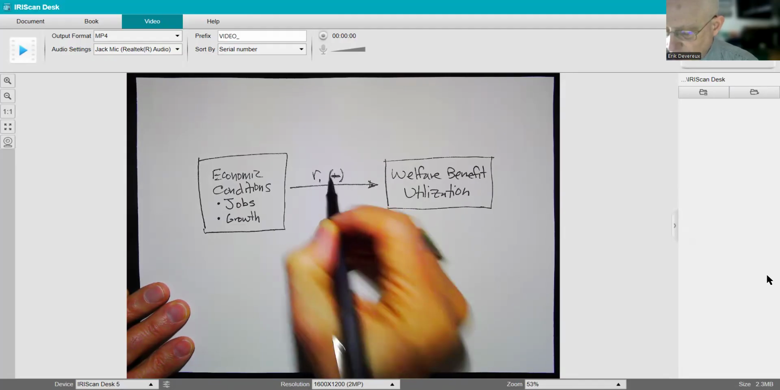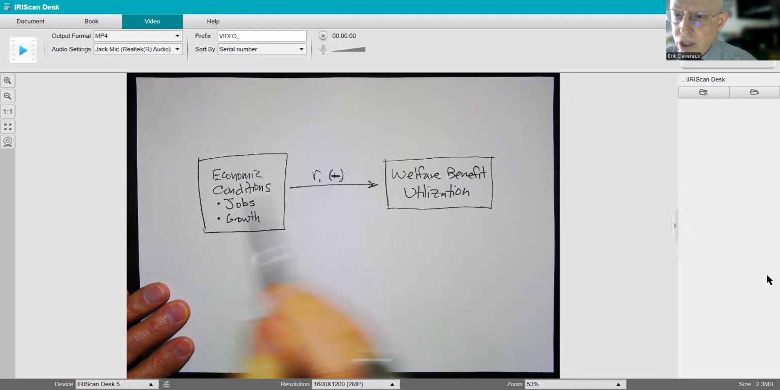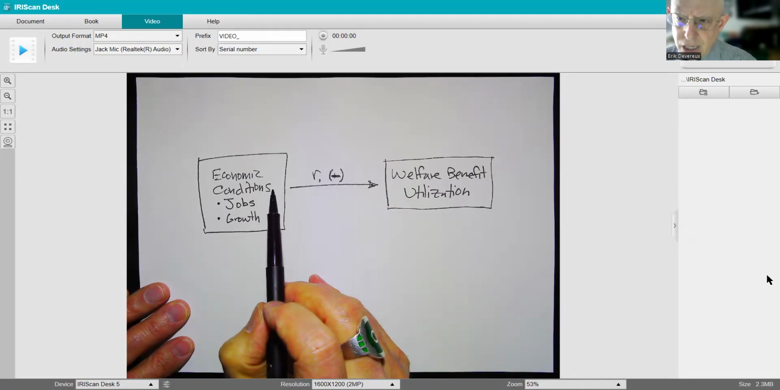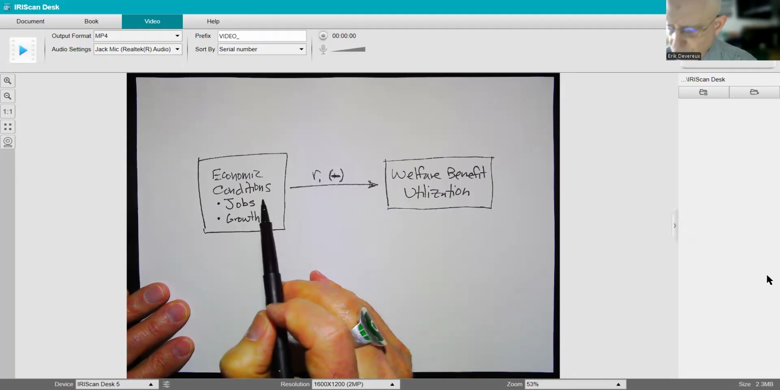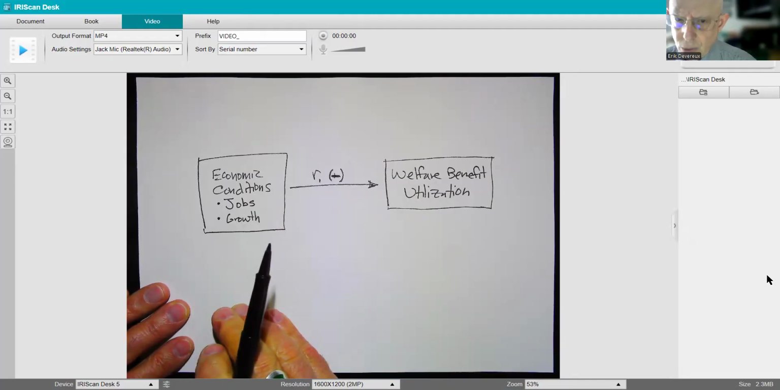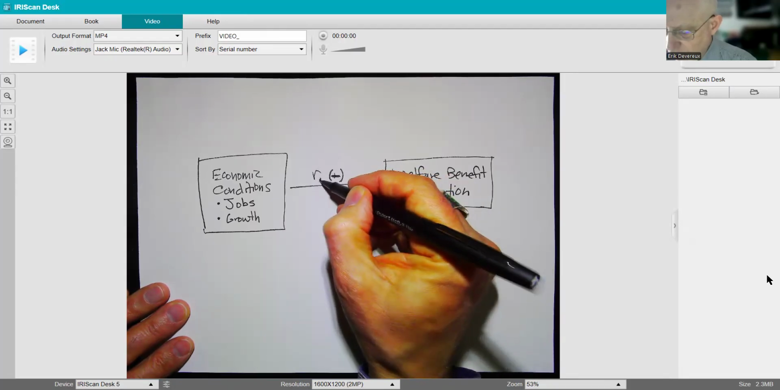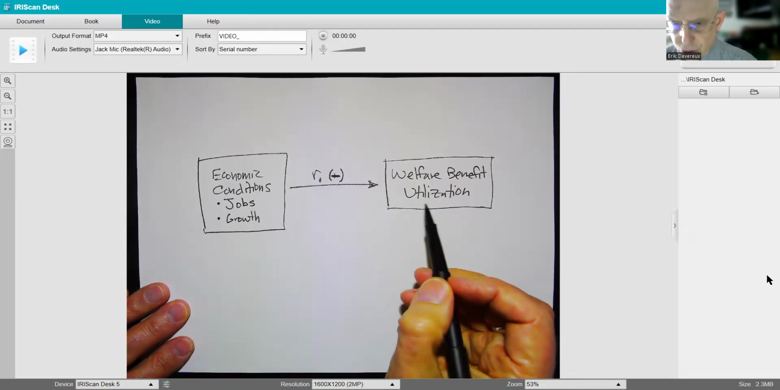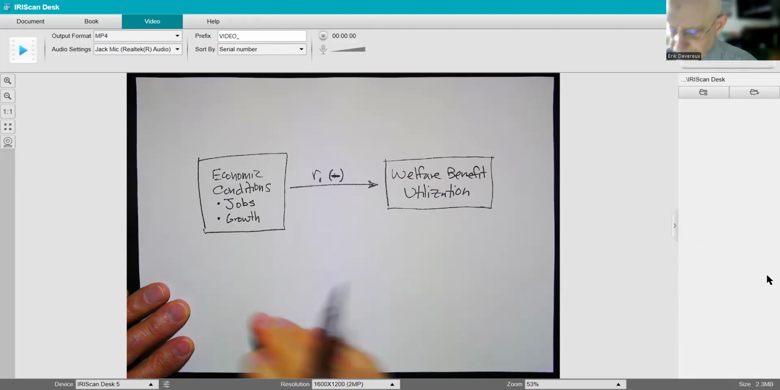In other words, when economic conditions improve, welfare utilization goes down. When economic conditions decline, and we can measure it like number of jobs goes down, welfare utilization should go up. And we could even estimate some rates here that seem to connect the two, okay? But then there are other factors that may be affecting this, okay?